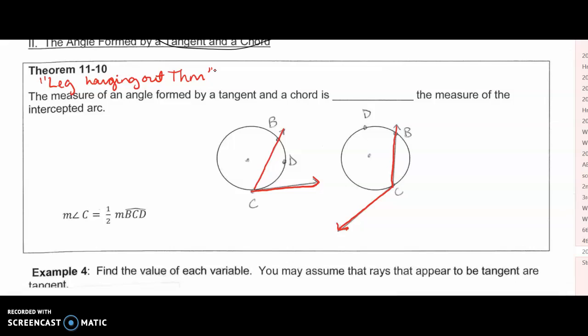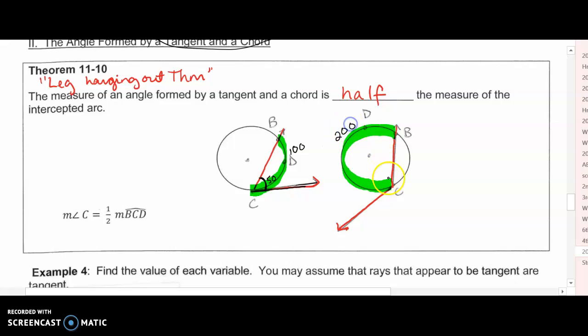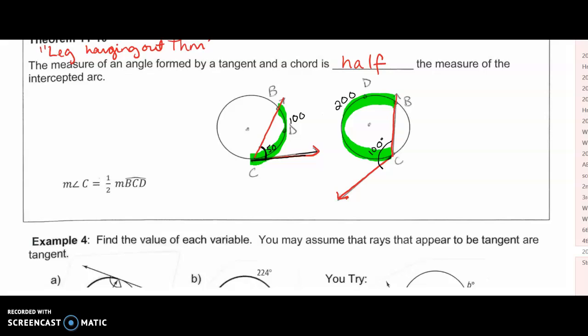But the idea is that it is still half of its intercepted arc. So going from where this intersects the circle all the way around to that vertex, those are the intercepted arcs in between the legs of that angle. And if this is, let's make up some numbers here, if this is 100, then this angle would be 50 degrees, all the way out to this other leg hanging outside the circle. If this was like 200, then this would be like 100 degrees for that piece. So it's half of the arc. And that was strategy number 5.